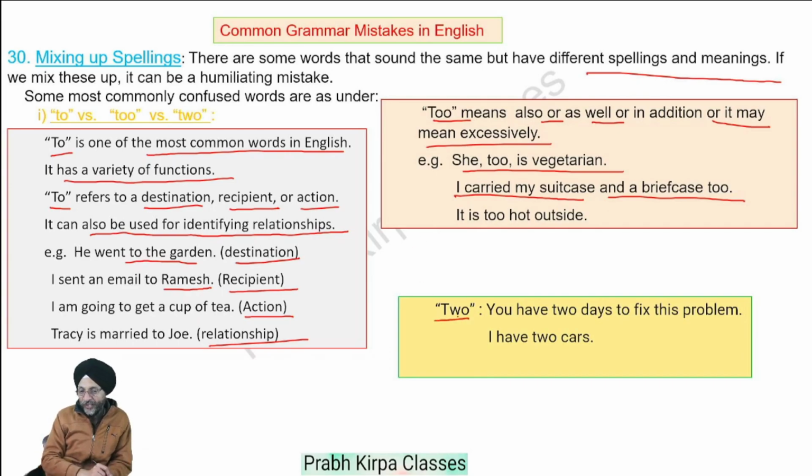When we are talking about TWO, it means we are counting something: 1, 2, 3, 4. You have two days to fix this problem. I have two cars.